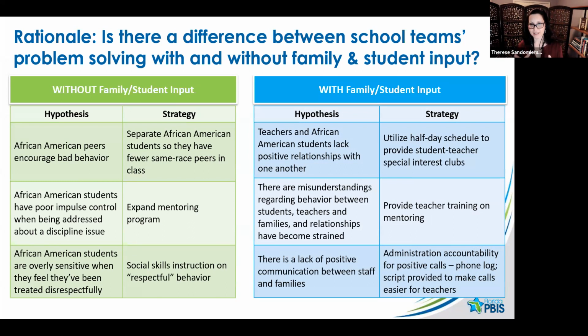The hypotheses, the reasons for discipline disparities really focused on things that the school could control, that the school had direct influence over, things like establishing positive relationships, things like clarifying misunderstandings, having more positive communication instead of just all negative communication with family members. And so the reasons for disparities suddenly became much more actionable. They were also much more respectful of students and families. And then the strategies that schools came up with, they didn't have to do crazy out of the box things. These were just minor tweaks to what they had already been doing so that their efforts were more targeted to the groups that they needed to reach.